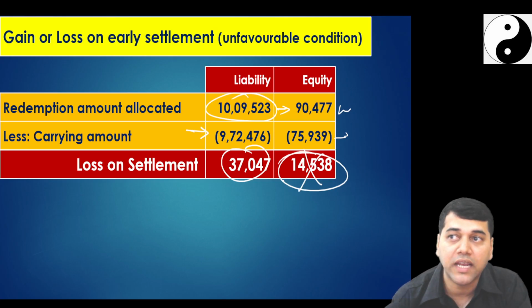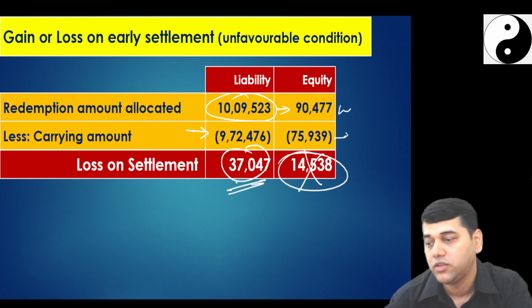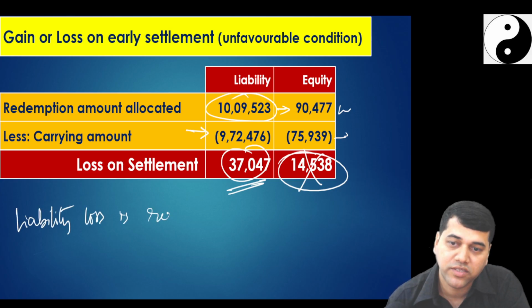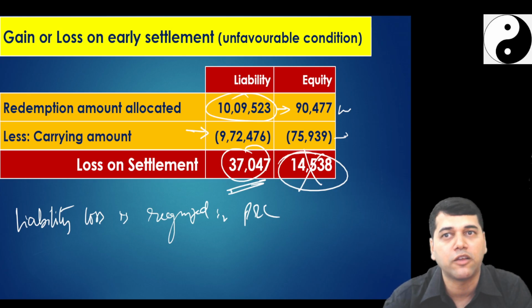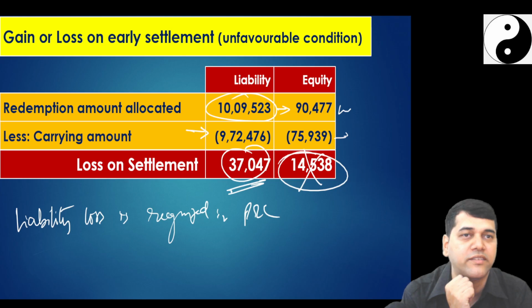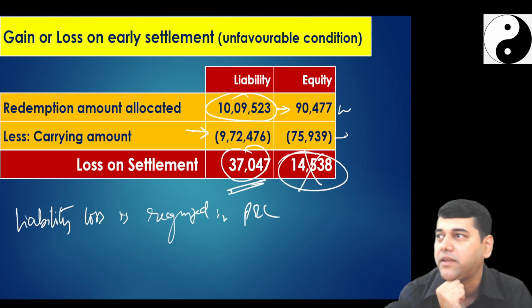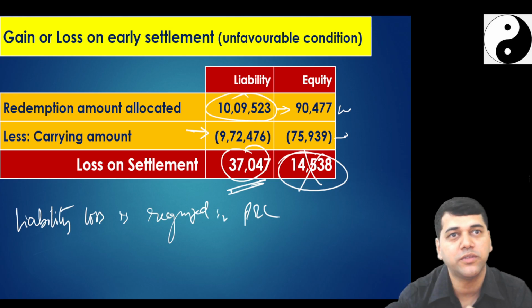Only what goes to the P&L account? Not both. Only 37,000 will go to the P&L account. So the liability loss is recognized where? In the P&L account, because it's a liability settlement, a third-party settlement. You have taken a loan from the bank, 1 lakh rupees. Next day, the bank manager calls you and, as a gesture of honor, says you need not pay the full 1 lakh back, only 98,000. Are you happy or sad? Happy, no? Why? 2,000 rupees straight income.